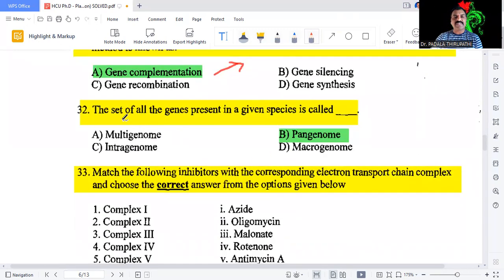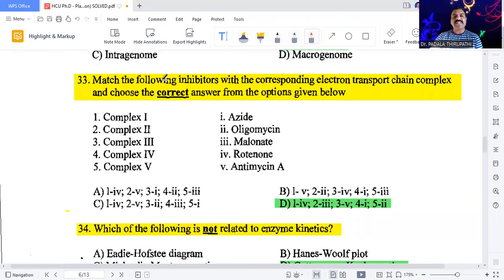Then the 32nd question: the set of all the genes present in a given specific species is called the pangenome. Pangenome. Then match the following inhibitors.